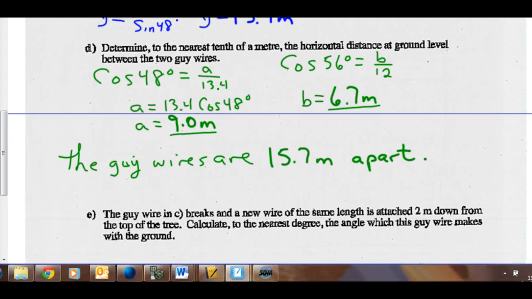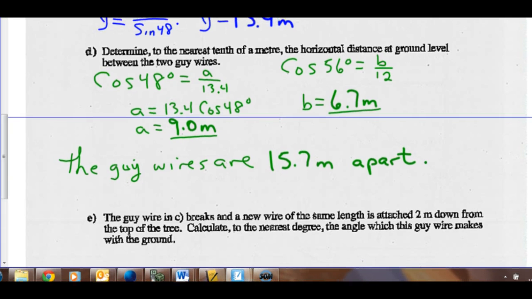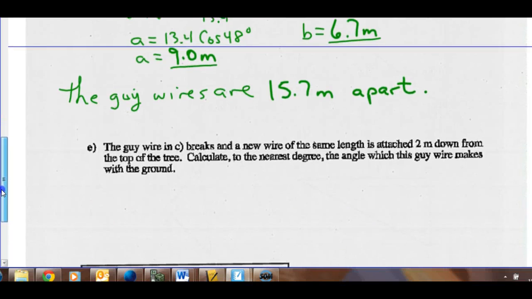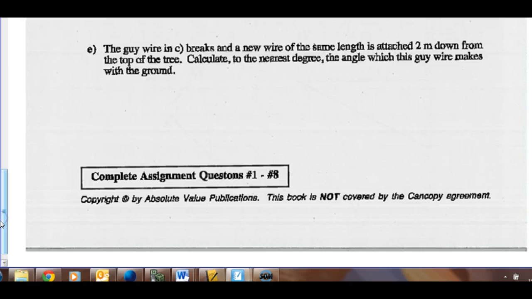Part E. Last question. The guy wire in C breaks, and a new wire of the same length is attached 2 meters down from the top of the tree. Calculate to the nearest degree the angle which the guy wire makes with the ground.